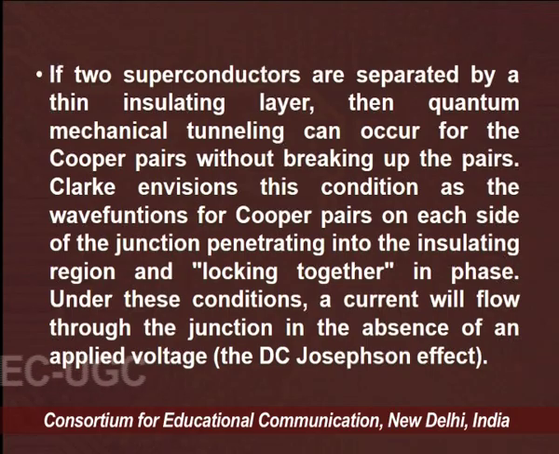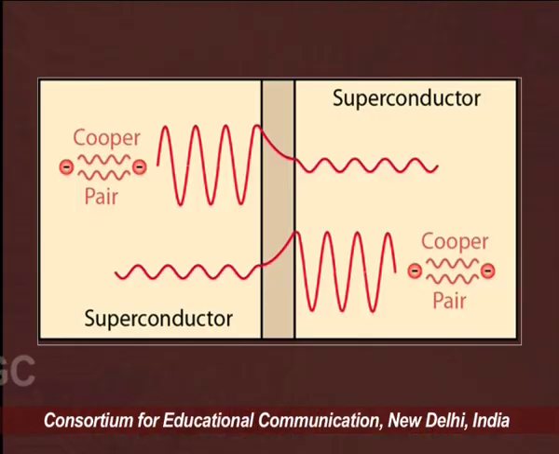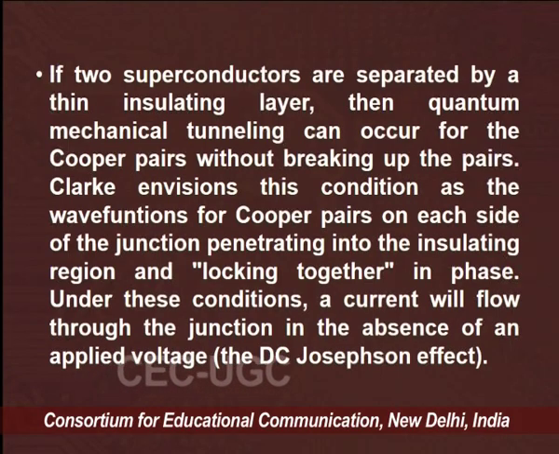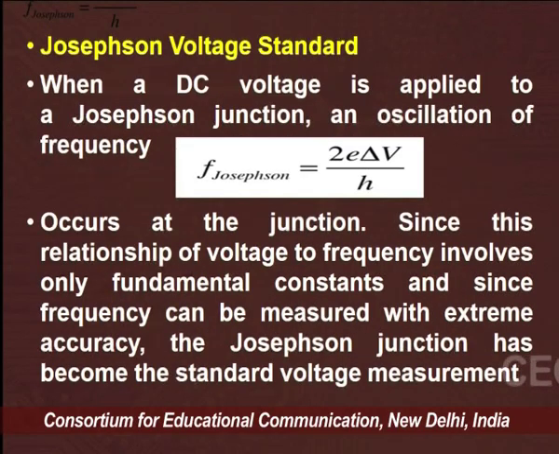So, Clark inversion, this condition as a wave function for Cooper pair on each side of the junction penetrating into the insulating region and locking together in a phase. So, you can see here in the diagram also it is coming, then again it is in the phase. So under these conditions a current will flow through the junction in the absence of an applied field. So, that is a DC Josephson effect.